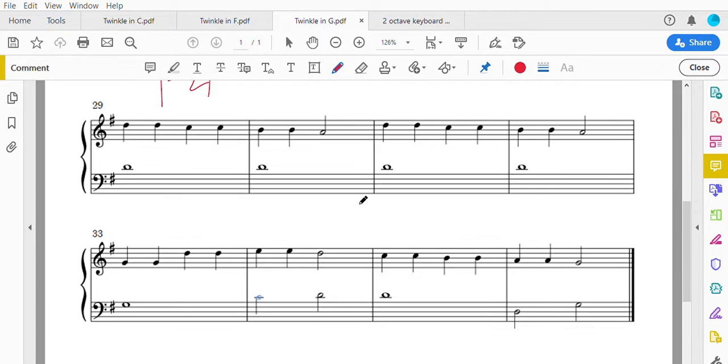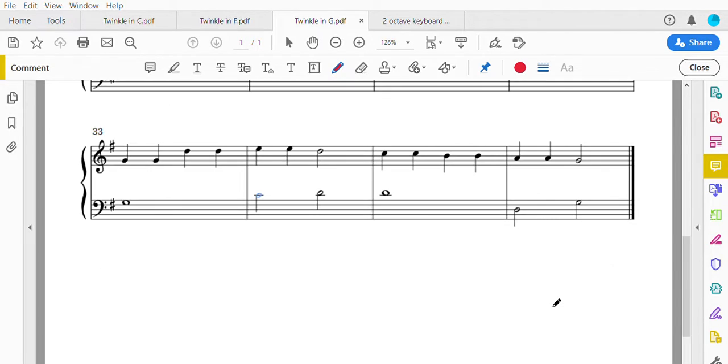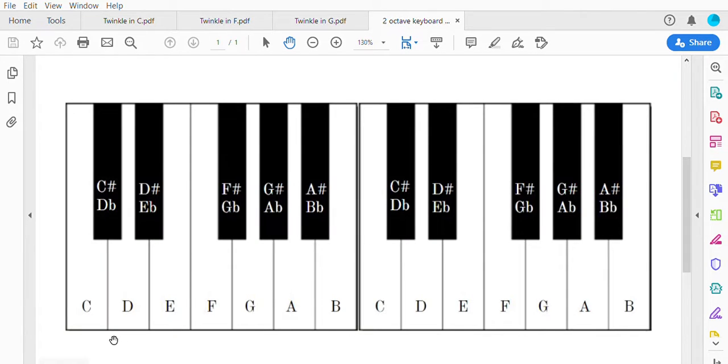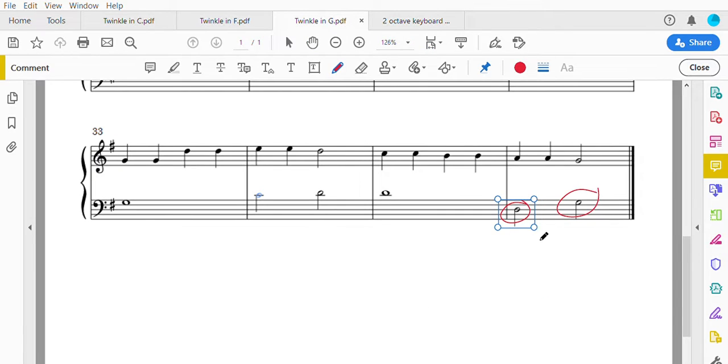Let's come on down, look at the last two notes of the bass line. We have that D moving up to this G here. So let's come over to our keyboard. We have to go from D up to G. We have 1, 2, 3, and 4. So once again, we have a perfect fourth here.